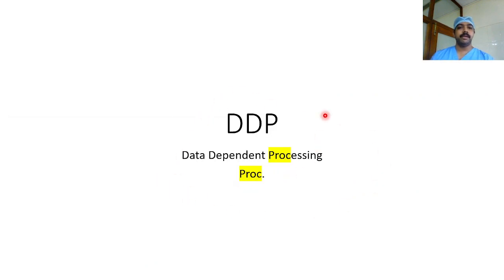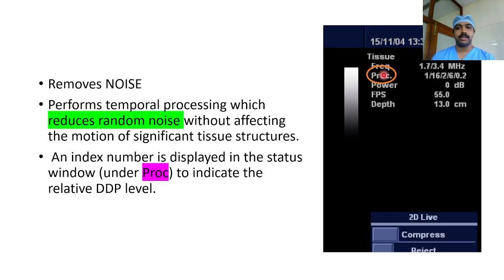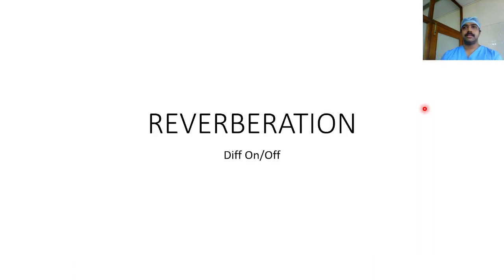Next is the DDP, or the data dependent processing. It is denoted on this by this proc. Actually this value is not of much importance for us. It removes the noise, performs temporal processing which reduces the random noise, and it will display an index number here to indicate the relative DDP level. I don't know whether this is of any value for us.